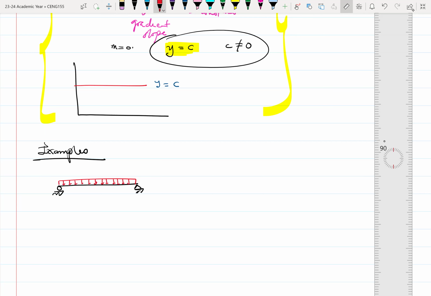Let's say the height of the UDL is maybe 2 kilonewtons per meter. The length of the beam is maybe, let's say, 10 meters. So these points are A and B. Now I have another question for you guys. Find the support reactions. So that's the question I have for you guys to solve right now.